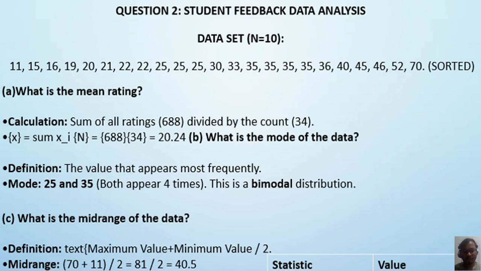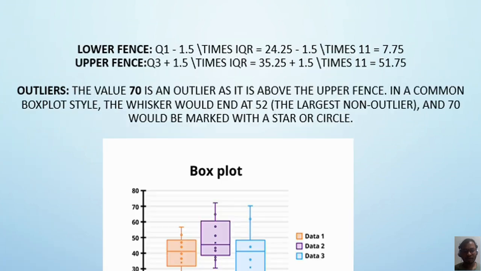What is the mid-range of the data? Definition: maximum value plus minimum value divided by 2. Mid-range is here to here. That is the answer. And here is the statistic and value table. Give the 5-number summary of the rating. 70 plus 11 divided by 2 equal to 81 divided by 2, that is 40.5.